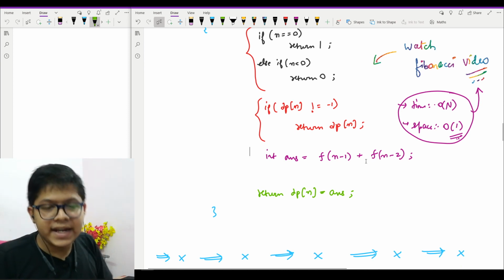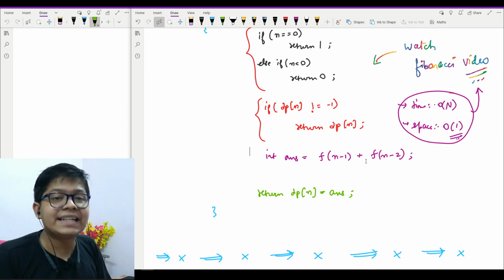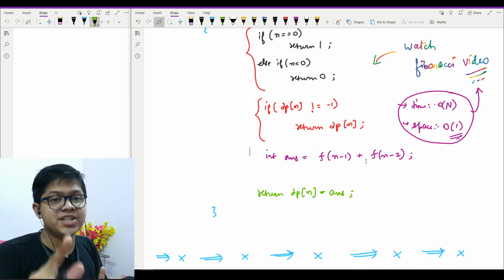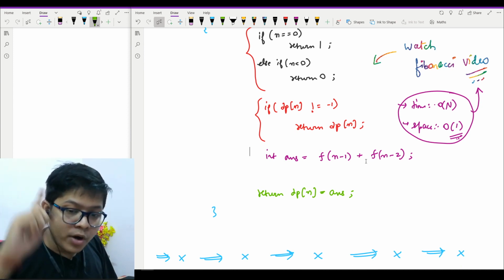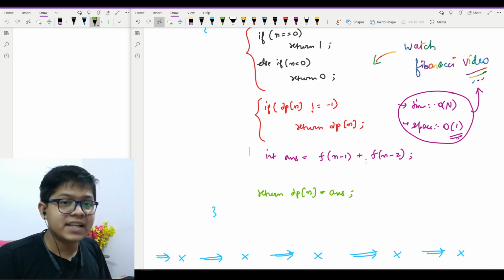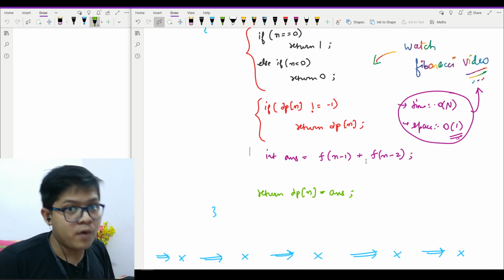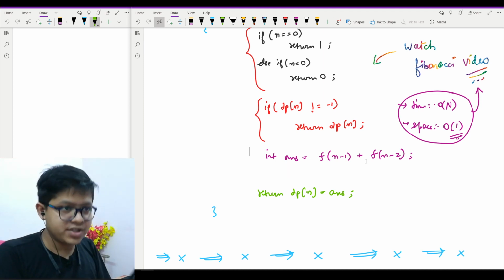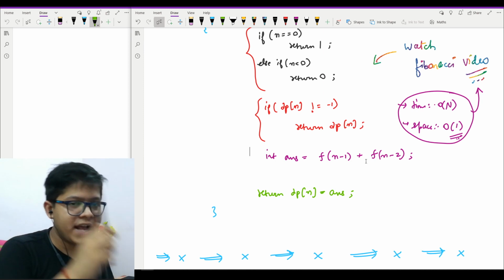Although the code I write here is O of n space and O of n time, in the Fibonacci video I showed you the explanation, the modification and the optimization as well, to do it in O of n time and O of 1 space. So I will highly recommend it. If you don't know, then please watch it, and if you know, then please write the code as well.